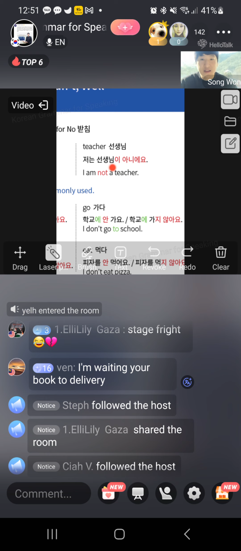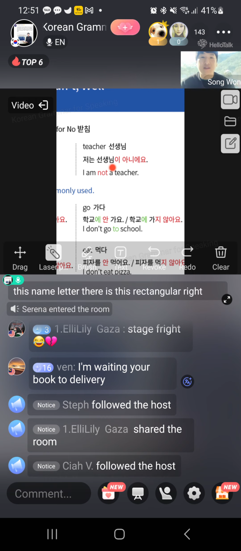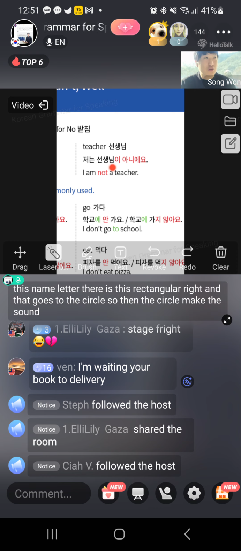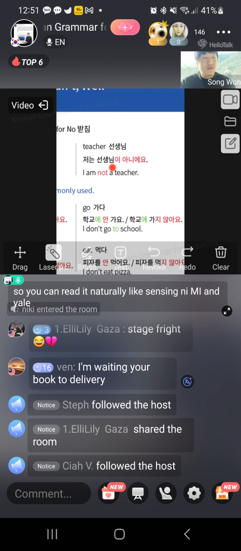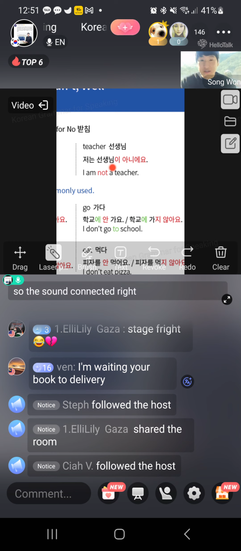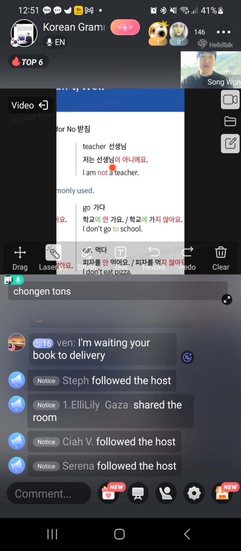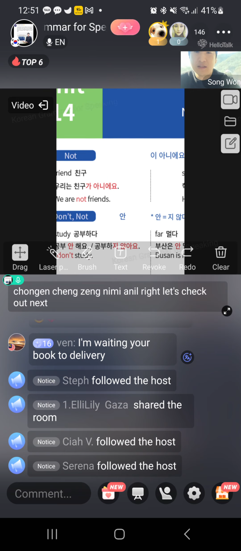And I have explained a couple of times this 님 letter. There is this rectangle, right? And that goes to the circle, so the circle makes the sound and you can read it naturally. Like 선생님이 아니에요. The sound is connected, right? 저는 선생님이 아니에요.